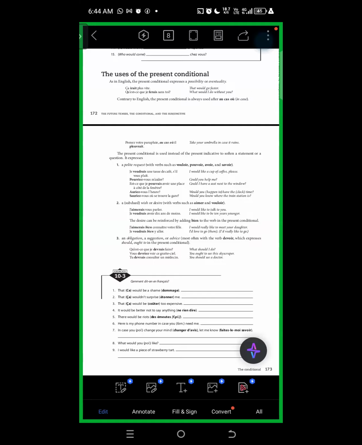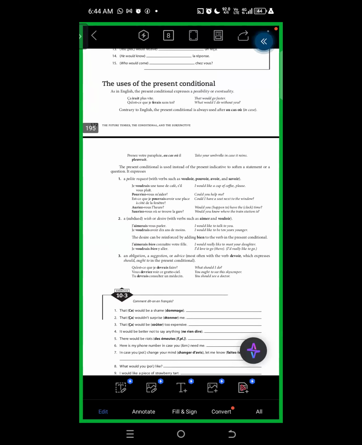So once there is a probability and eventuality, we use the conditional. Read the second sentence for me. Qu'est-ce que je ferais pour toi? What would I do without you? It says, qu'est-ce que je ferais sans toi?